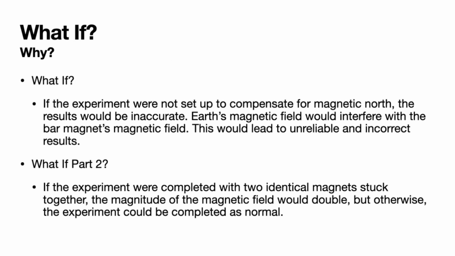And then finally, what if? What if this experiment were not set up to compensate for the magnetic north? The results would be inaccurate. Simply put, Earth's magnetic field would interfere with the bar magnet's magnetic field. And if the experiment were completed with 2 identical magnets, it should be pretty similar. The main difference being that the magnitude of the magnetic field would double.